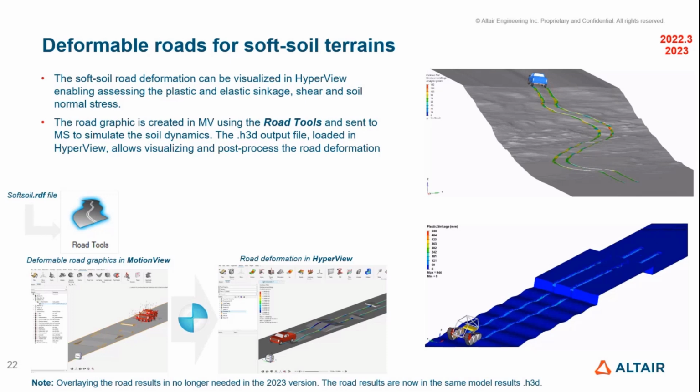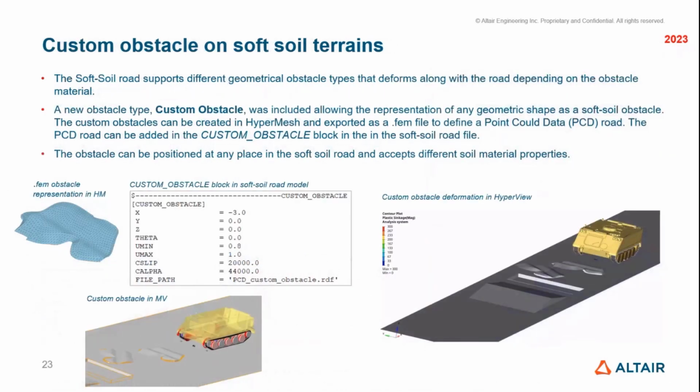Now talking about obstacles, we have several types of obstacles to be included in the soft soil. These are basically geometrical obstacles. That means a ramp, a trapezoidal, or a rectangular one, as you can see in this picture here. What we have done in 2023 is give the user the ability to include a custom obstacle, an obstacle of any random shape that the user wants.